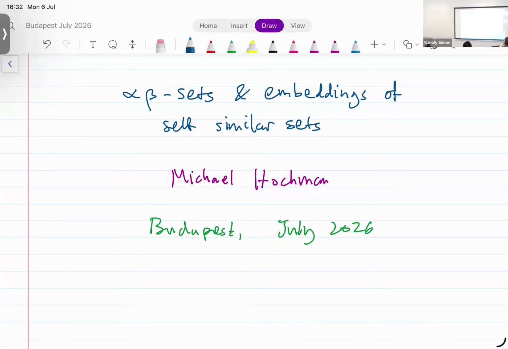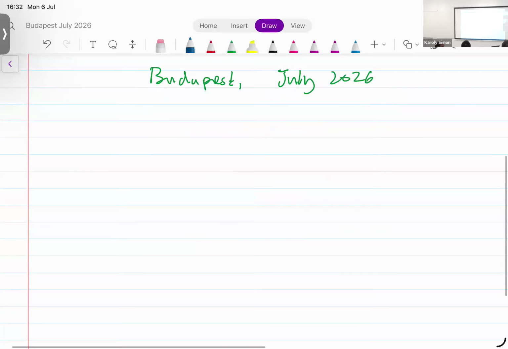Okay, so I told Balash yesterday that I would talk about alpha beta sets, but I've slightly reconsidered and decided to talk about the applications and motivation as well, a little bit more than I was meaning to, because it seems maybe more in the theme of what you've been talking about. So here's the background for the story.